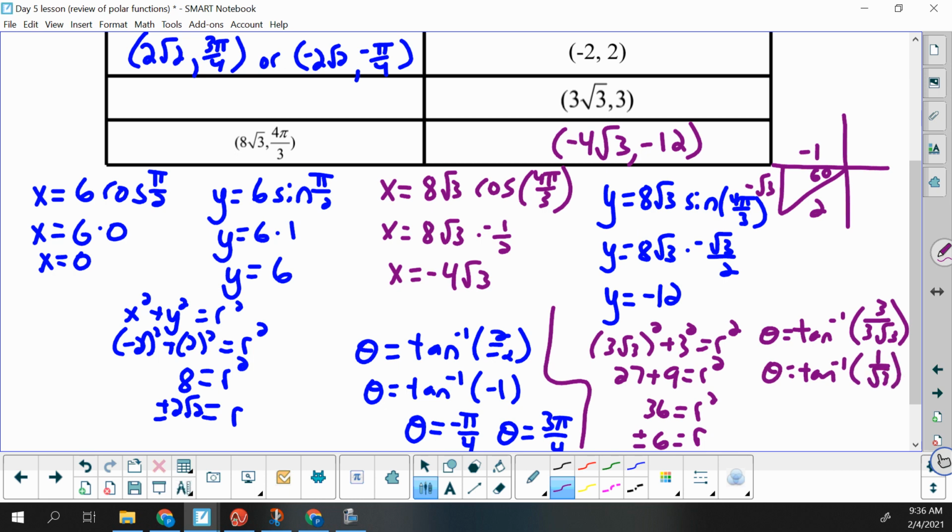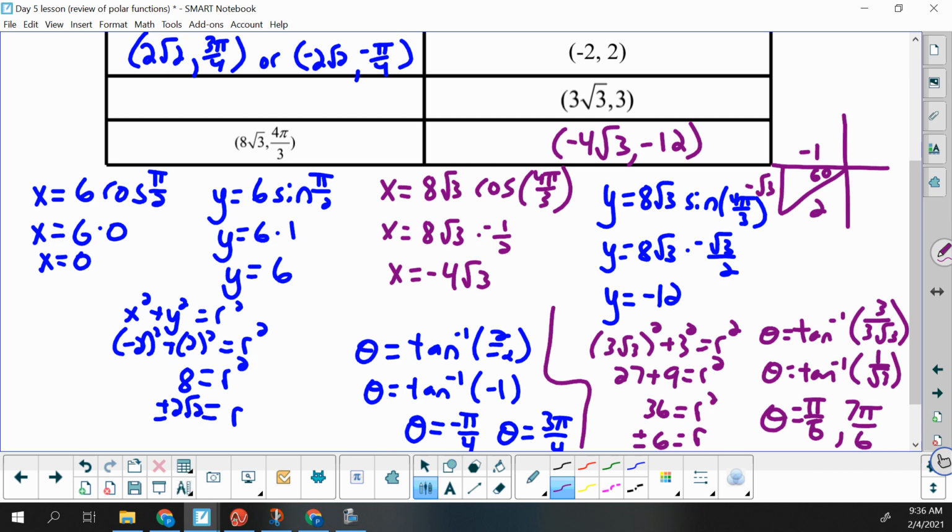And if your opposite is a 1 and your adjacent is a radical 3, then we should be thinking 30-degree reference angle. If tan is positive, then we should be in the first or the third quadrants. So that means we could have pi over 6, or a pi over 6 reference angle in the third quadrant would be 7 pi over 6.